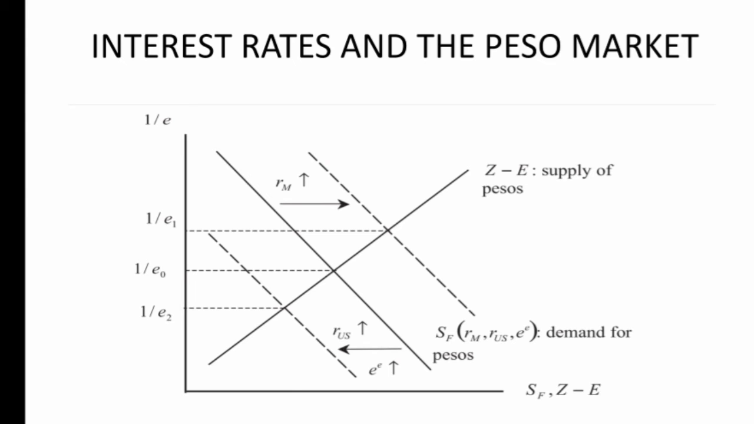The increase of RUS will also increase the total expected rate of return on dollar denominated assets. There is a decrease in demand for pesos, which shifts the demand curve to the left and lowers the value of the peso to 1 per E2.